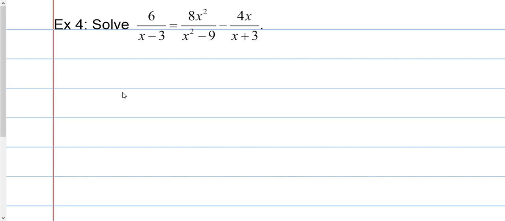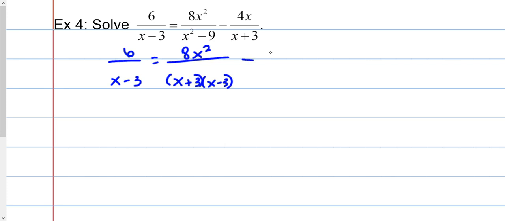Example 4. Alright, if I'm looking at example 4, and I have to solve 6 over x minus 3 equals 8x squared over x squared minus 9 minus 4x over x plus 3. Let's again work that right side out first. So I have 6 over x minus 3 equals 8x squared over. Factor the bottom, that's a difference of squares, so I have x plus 3, x minus 3, and that's minus 4x over x plus 3.